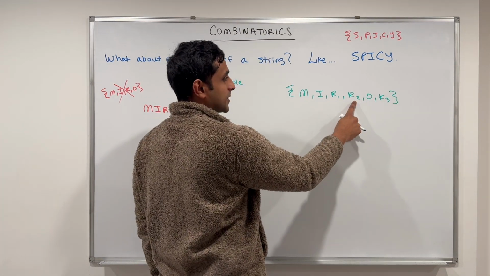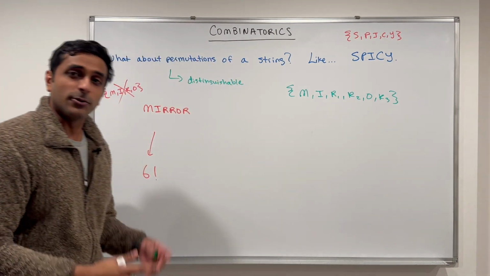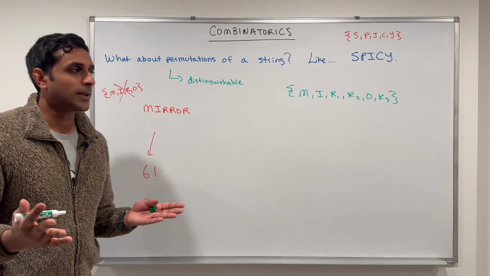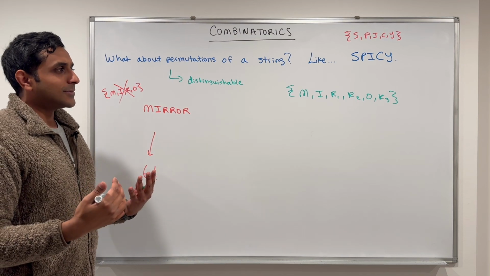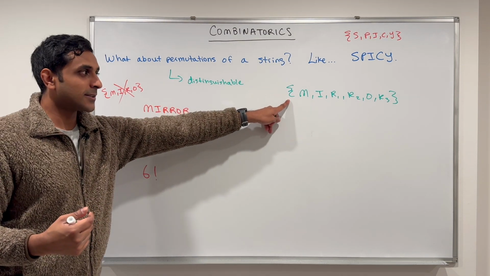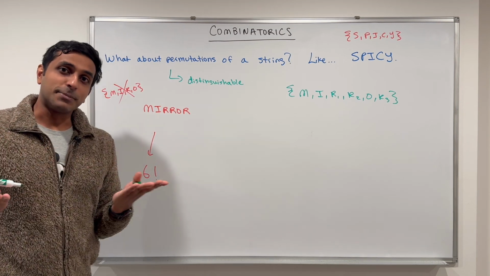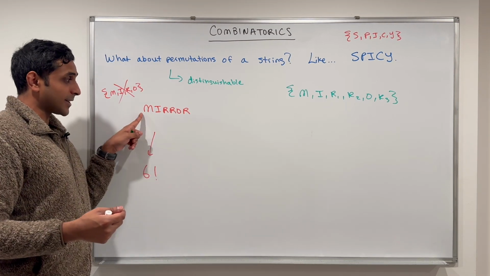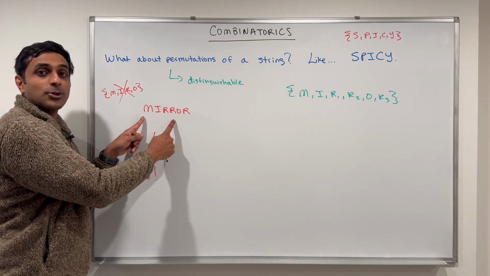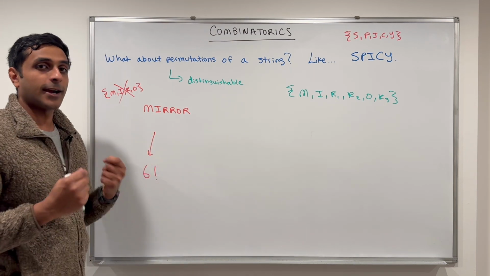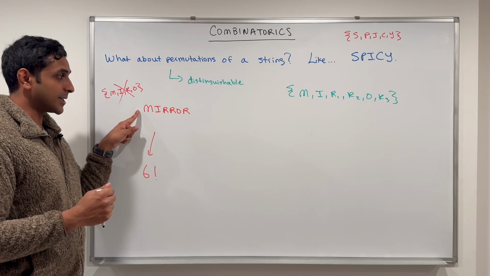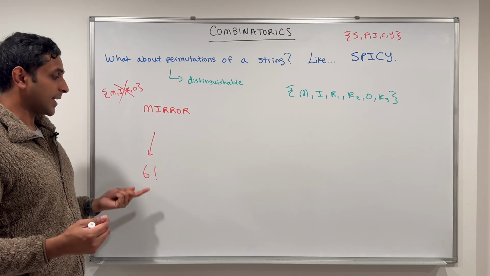So you have like this r1, this r2, and this r3. But in reality, those are all just an R. So when you're counting permutations of this, you're actually overcounting permutations of this. Let's be specific, right? So for this particular string, for this particular permutation, how many times are you counting this particular permutation when you say 6 factorial?